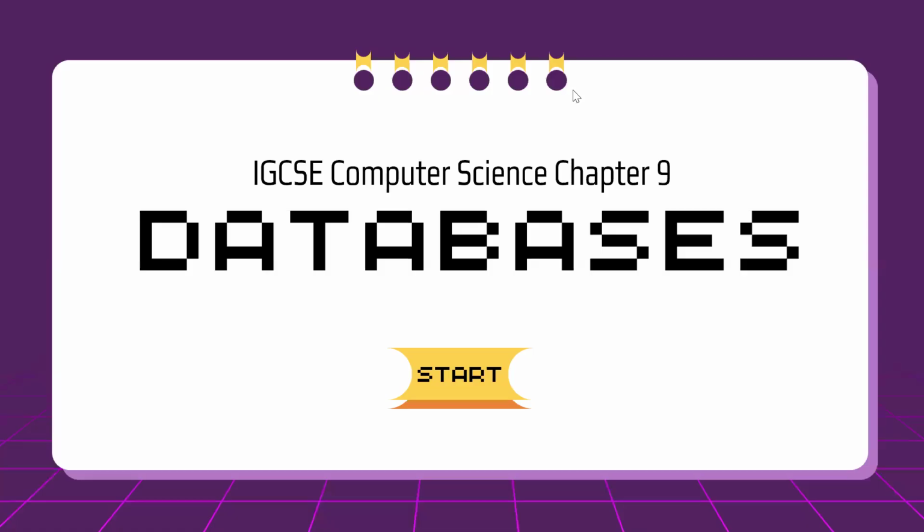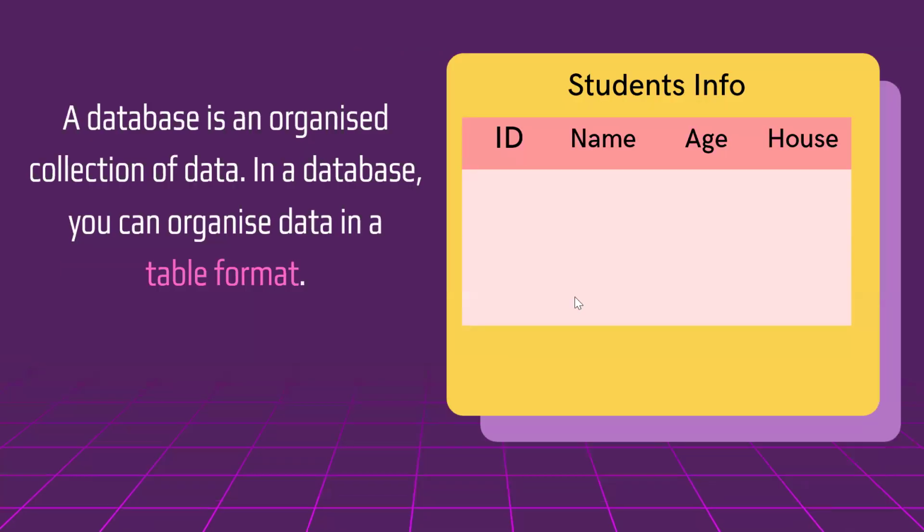All right. Now, the database topic was in chapter 9, and it's part of your paper 2. Once we go for the databases, this is the definition: a database is an organized collection of data, and in a database you can organize data in a table format. Mind that there can be hundreds of tables in a database, but for your syllabus, we only have to go for one.